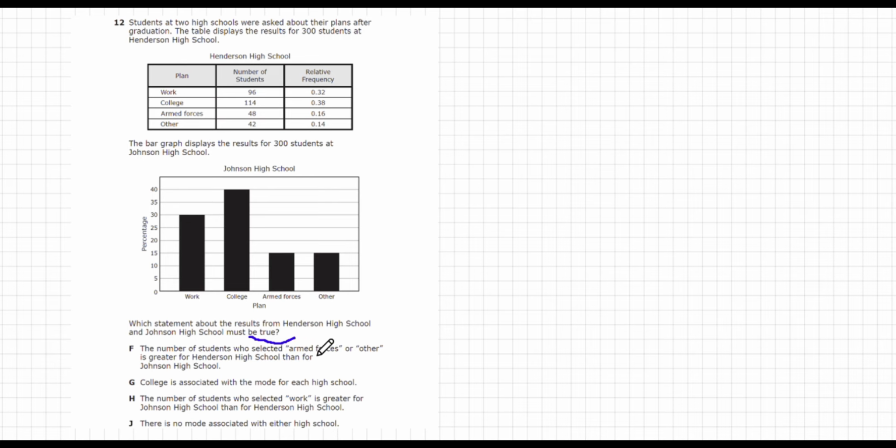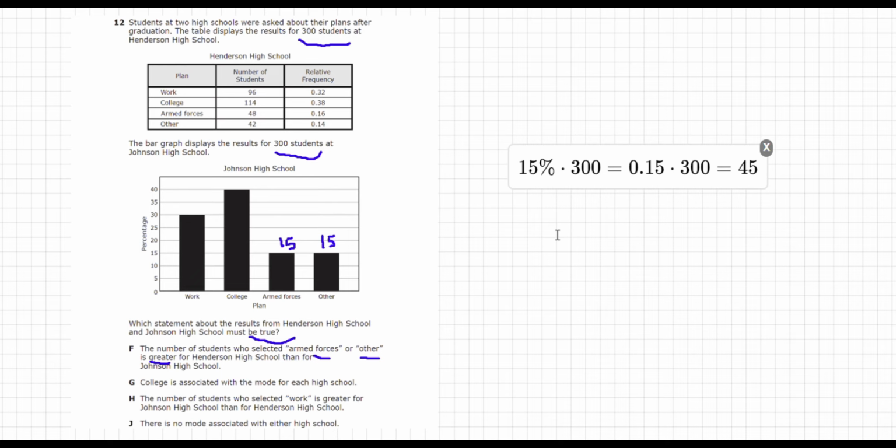Option F. The number of students who selected Armed Forces or Other is greater for Henderson High School than for Johnson High School. The number of students who selected Armed Forces is 15%, and so is Other. We calculate 15% of 300 students by converting the percentage to a decimal, 0.15, and then multiplying: 0.15 times 300 equals 45. 45 students in the Armed Forces column plus 45 students in the Other column equals 90 students at Johnson High School.